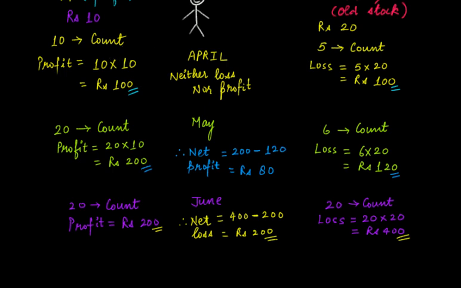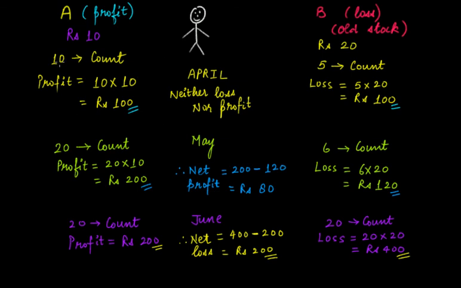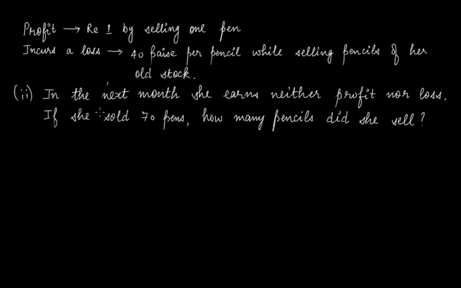Why? Because the profit that you are making by selling item A was equal to the loss that you were getting by selling item B. So here, what is the profit that you are making? The profit that you are making due to the selling of the pens. You are selling 70 pens, right? You are selling 70 pens. Again, you have to find out how many pencils did she sell. And in this month, there is neither net profit nor net loss.